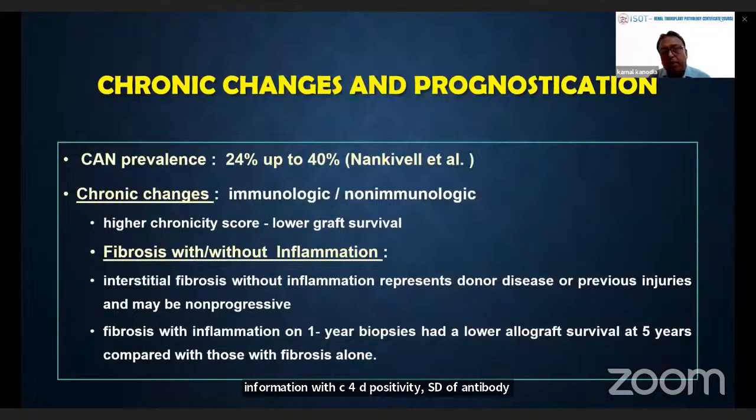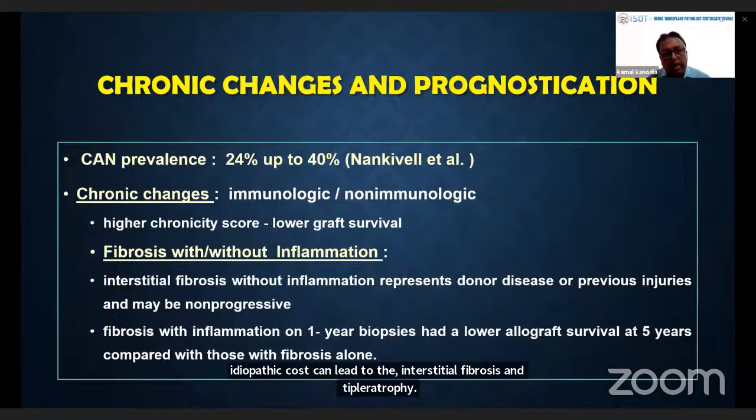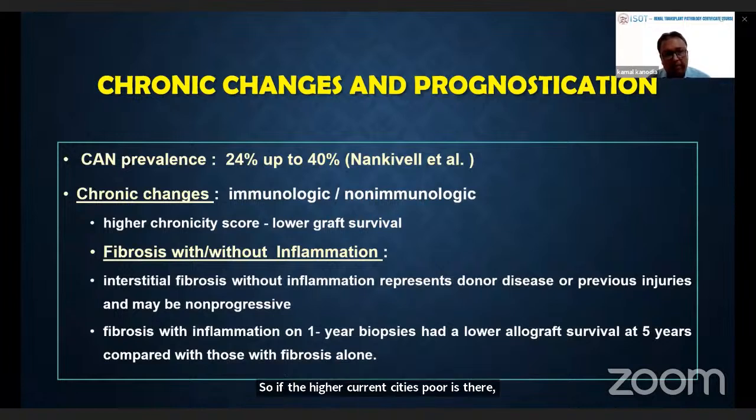Coming to the chronic changes and prognostication. Nankivell et al. have reported almost 24 to 40% chronic changes. And these chronic changes could be immunological or non-immunological. Immunological, as we know, is rejection, chronic antibody or T-cell rejection. And non-immunological means there is some drug toxicity or some viral infection. Any, or any idiopathic cause, can lead to interstitial fibrosis and tubular atrophy. So if a higher chronicity score is there, it suggests low graft survival.